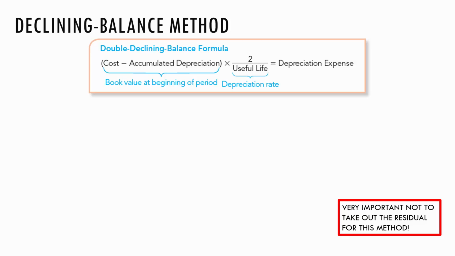Oftentimes we say with the double declining balance that it's twice the straight line rate. If you recall, a straight line rate is 1 over useful life, and this is 2 over useful life, so it's twice the straight line rate. This is multiplied to get depreciation expense. There's also a little trick in the final year that we have to remember. So by far, this is the most difficult of the 3 methods you need to learn.